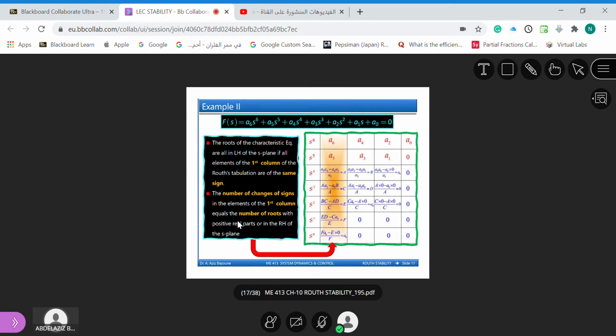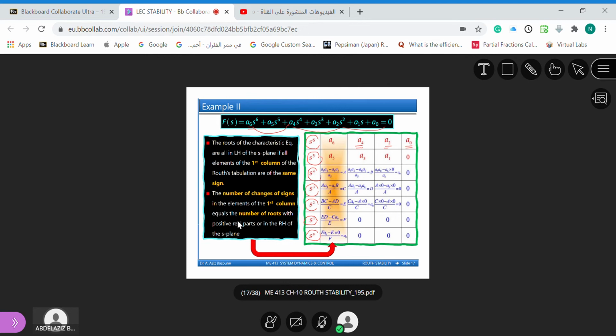If we do it with 6 degree, which is easier for you, we end up starting with s to the power 6, and then s to the power 5, because my equation is like this: s to the power 4, s to the power 3, s to the power 2, s to the power 1, s to the power 0. Now I will form the columns of s to the power 6 and 5. So A6 will be A6, and jump next one I will have A4, and jump next one I will have A2, and jump next one I will have A0.